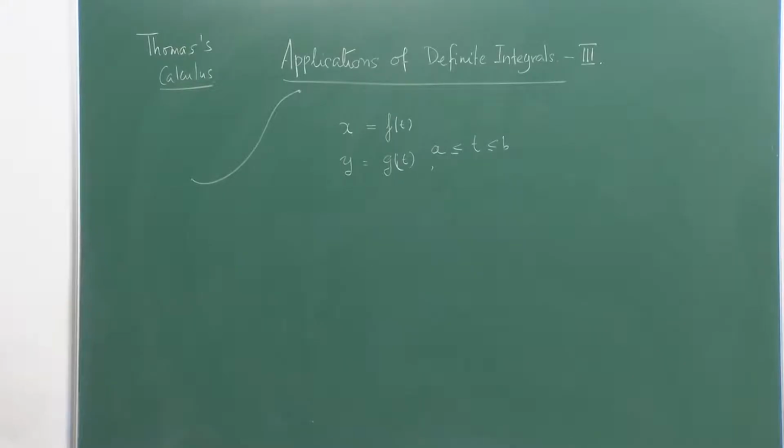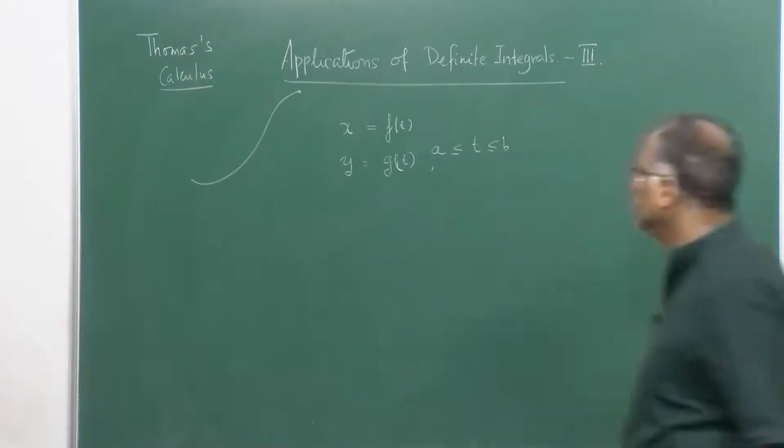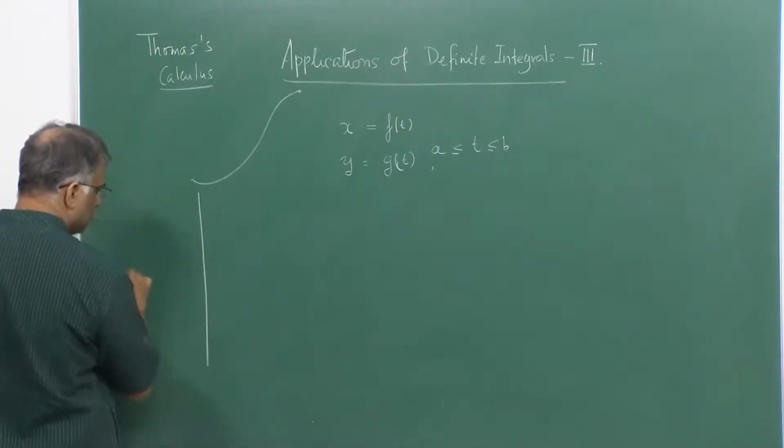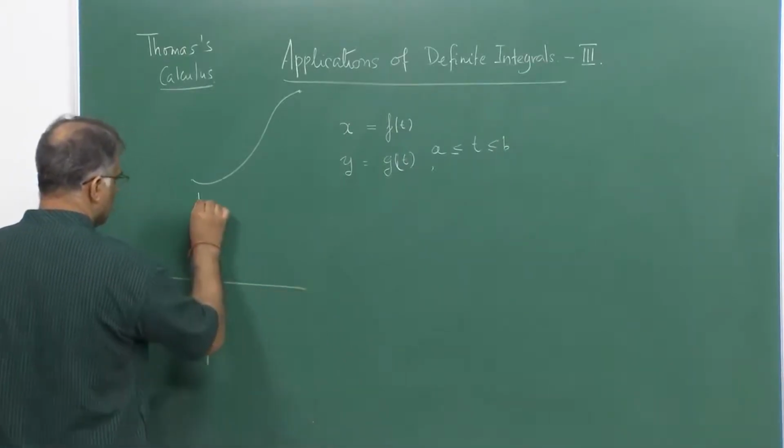So, now we will look at a curve which is called an asteroid, and it is parametrically given as x equal to cos cube t and y is equal to sin cube t. Okay. So, let us look at this curve. It looks like this.